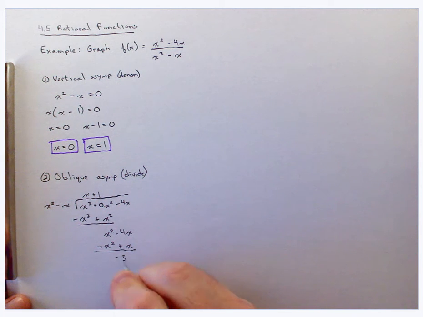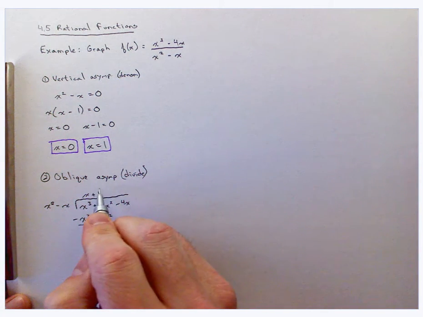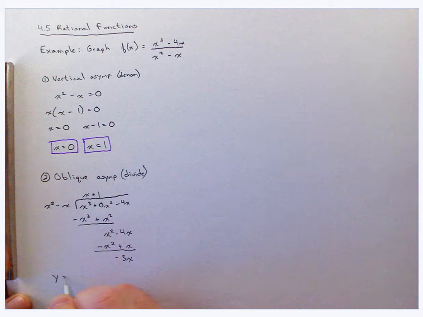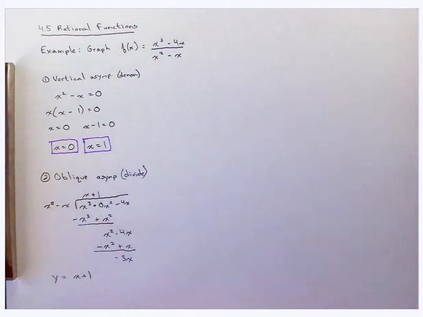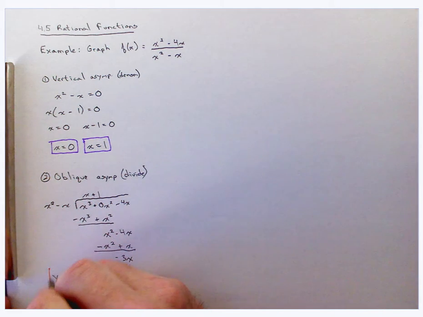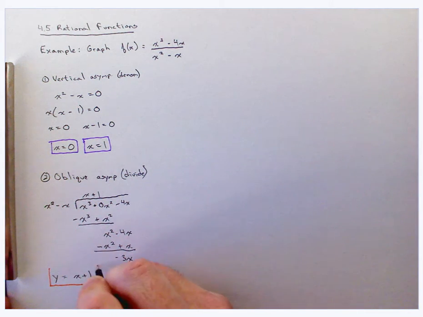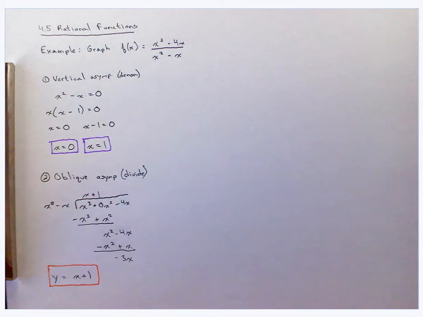Minus plus negative 3x. But what do we need? We just need the quotient. We need the quotient x plus 1. And that's what I'm going to look at. The remainder and the divisor are not needed. That is my equation for my oblique asymptote.